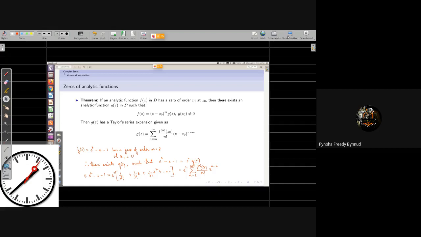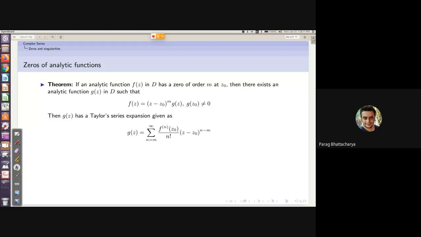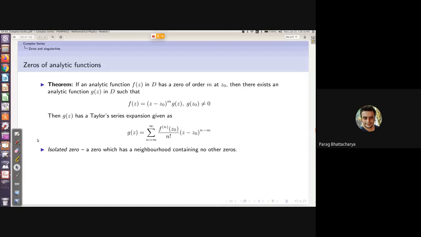Let me clear this. Okay. So there are many different kinds of zeros. One is an isolated zero, a zero which has a neighborhood containing no other zeros.